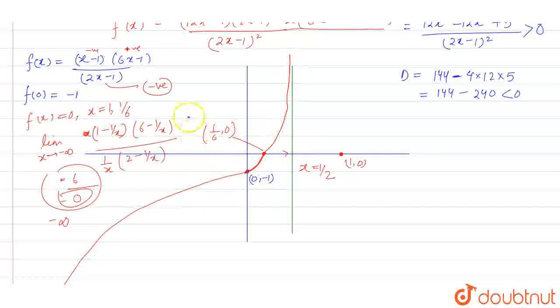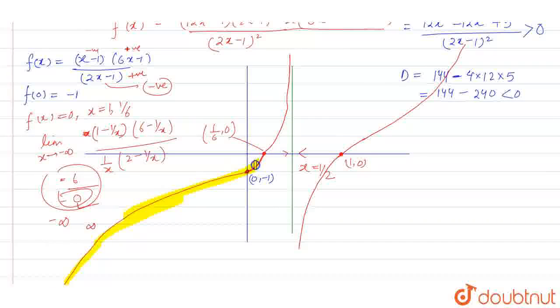Now, if x approaches 1 by 2 from the right hand side, x minus 1 is negative, 6x minus 1 is positive, and 2x minus 1 is positive. So this is moving to negative infinity, and it will pass through the point 1 comma 0. And as x approaches infinity, by the same logic the denominator will approach 0 with a plus sign, so it will move to plus infinity. So this is moving something like this. So our final graph is this one and this one.